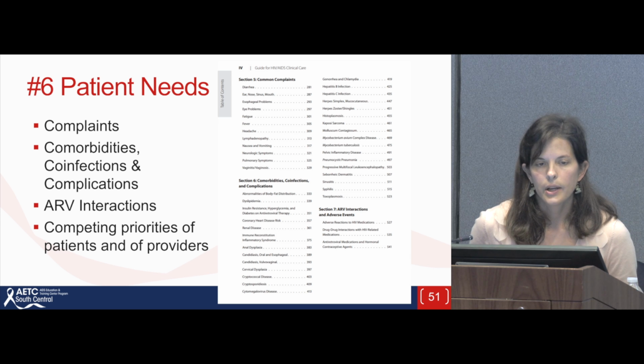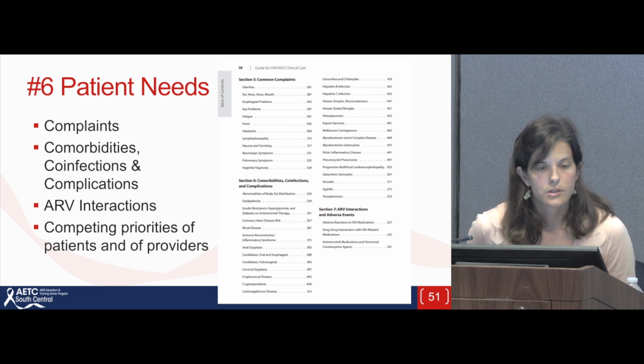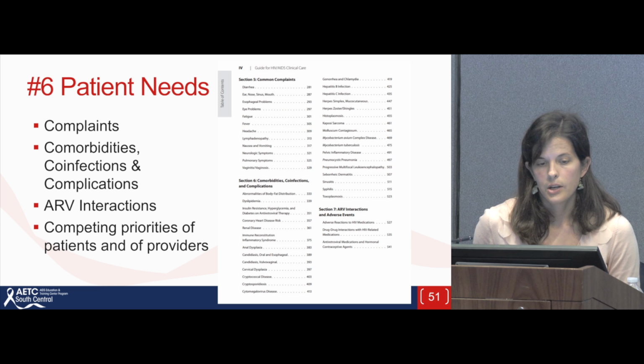So the page on the right is from the Guide for HIV/AIDS Clinical Care. And it's an overview of the clinical considerations for patient needs. So their complaints, their comorbidities, including co-infections and complications, interactions with antiretrovirals, and then the competing priorities of both the patients and the providers in terms of their health care.